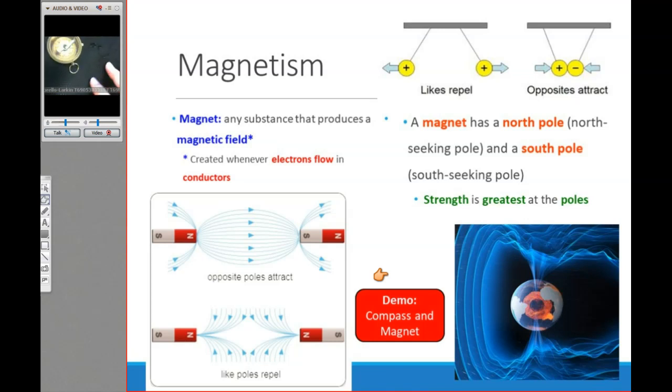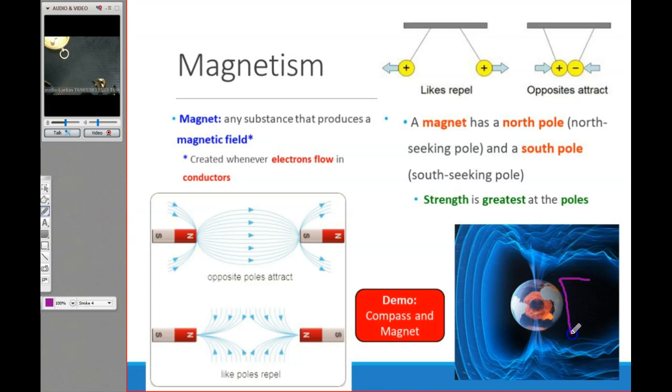Now, what I want you guys to think about, and this should kind of blow your mind, is that the north pole of my magnet is pointing towards the north pole of the earth. But does that actually make sense? Should north be attracted to north? If the north pole of my compass is pointing towards the northern part of the earth, does that make sense? Do likes attract? No.